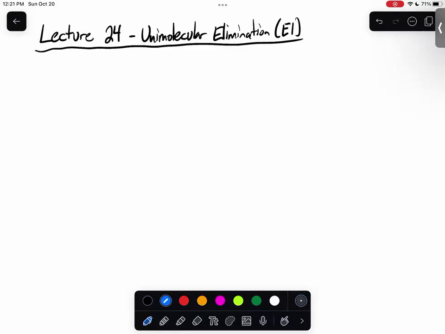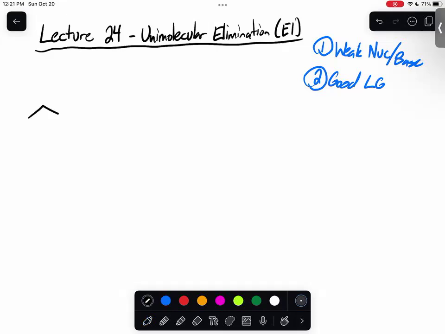And the thing about E1 is that I'll give the requirements first. It requires both a weak nucleophile slash weak base and it requires a good leaving group. And now you may think to yourself that sounds oddly similar to SN1. And funny enough, if I draw out the reaction conditions, right, this alkyl bromide here with methanol, that is the exact same as SN1. But the thing is, this generates, if we're doing an E1 reaction, these products.